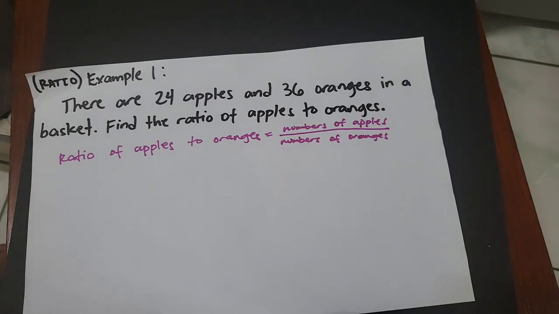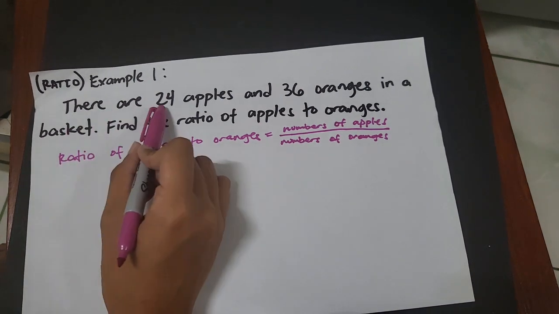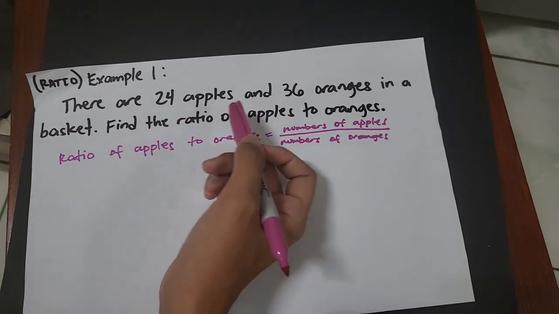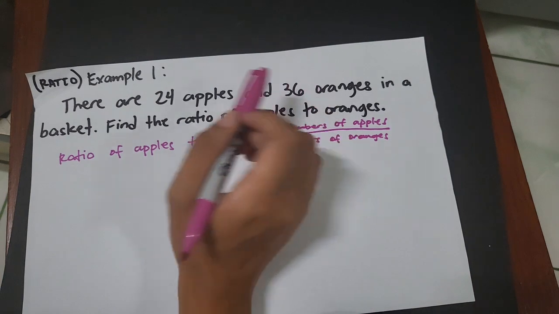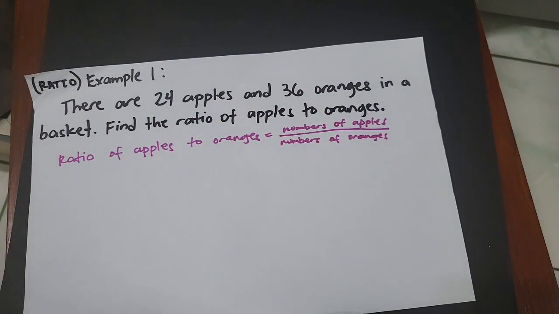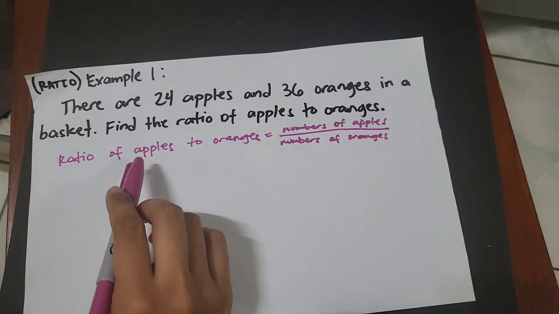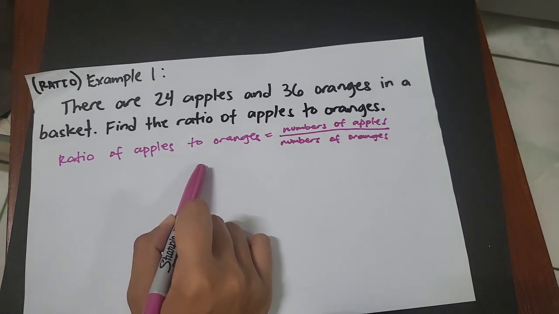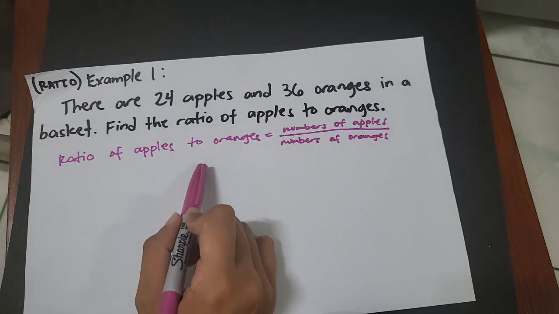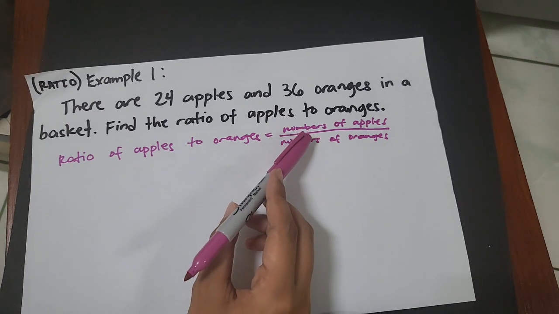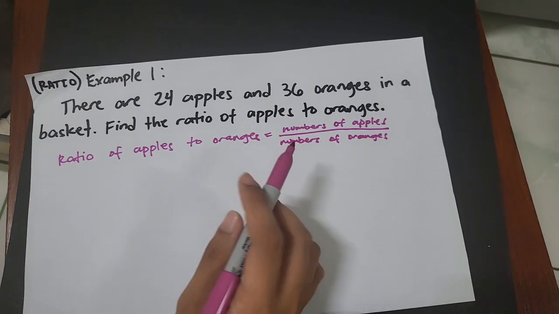Example number 1 for ratio. There are 24 apples and 36 oranges in a basket. Find the ratio of apples to oranges. To find the ratio of apples to oranges, we simply divide the number of apples by the number of oranges. So, ayan.